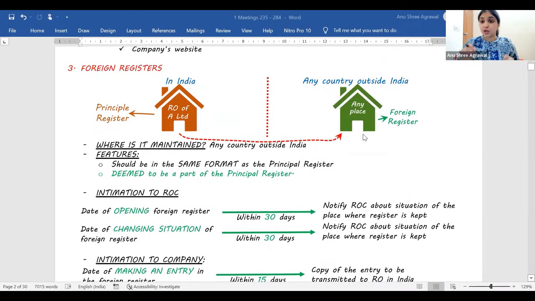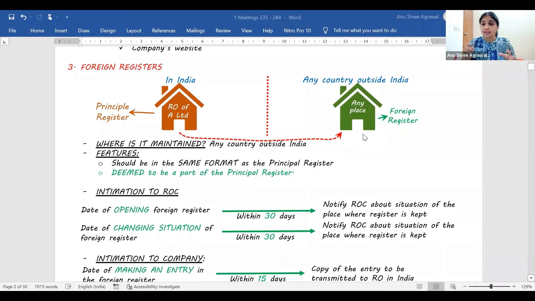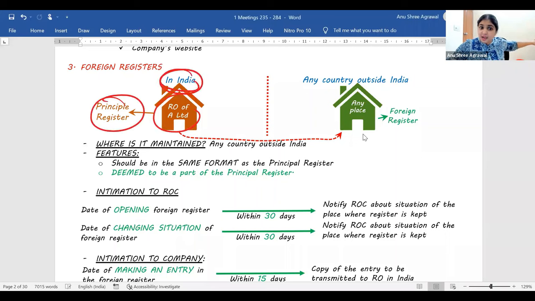Now coming to the third concept, foreign registers. Foreign registers are not mandatory. Please listen carefully. Foreign registers are not mandatory, which means it is at the option of the company. If the company wants, it is anyways having a register in India. In addition to this, it can have one more register where?